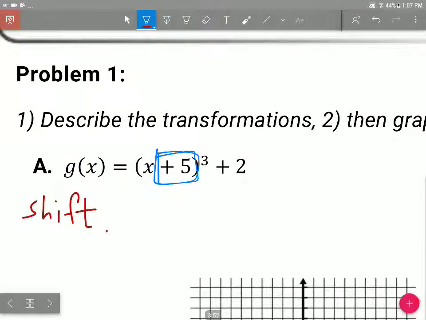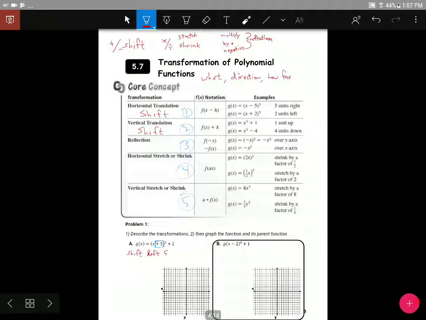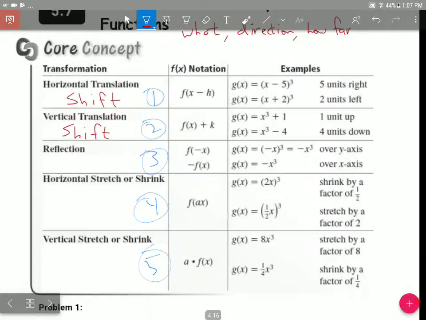That's what it is. I don't need a comma. It's a shift to the left. Almost right again. Shift left 5. That's what it is, that's where it's going, and that's how far it is. It's a shift left 5. Left or right? It's left. It's positive. Let's look at the chart real quick.